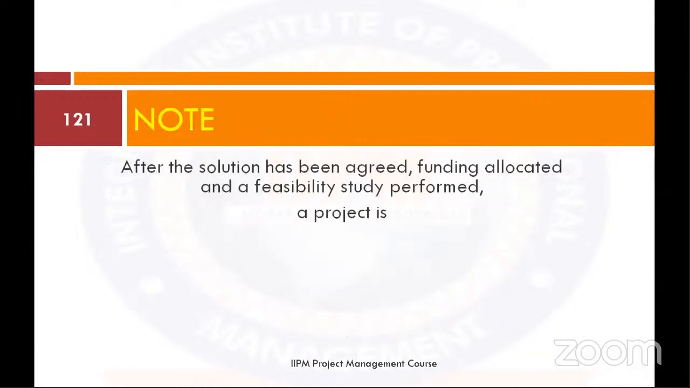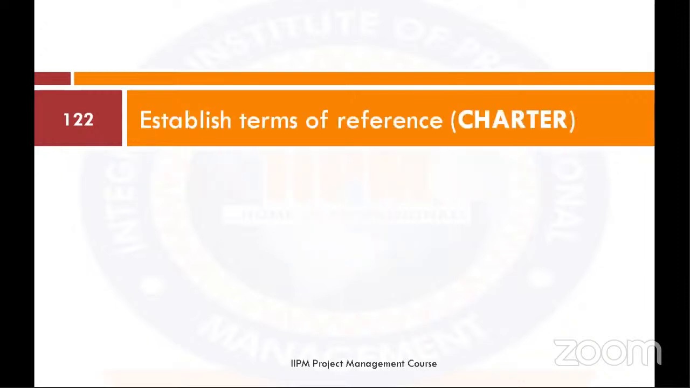Note, after the solution has been agreed, funding allocated, and feasibility performed, a project is formed. It is only after carrying out your feasibility, then your feasibility further justifies your business case, then we can say a project is formed. Now, establishing terms of reference.